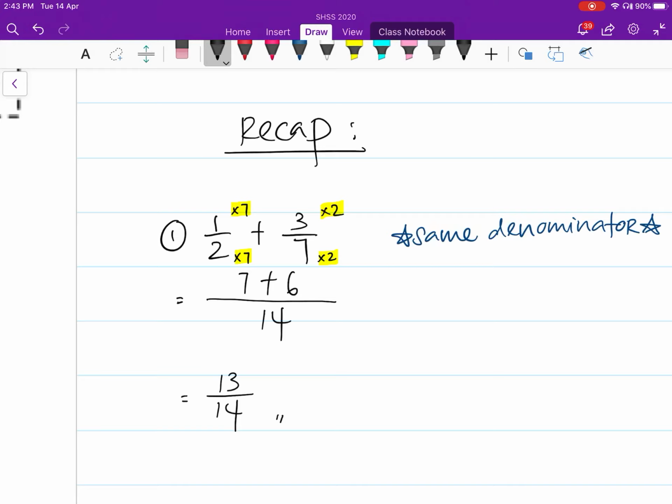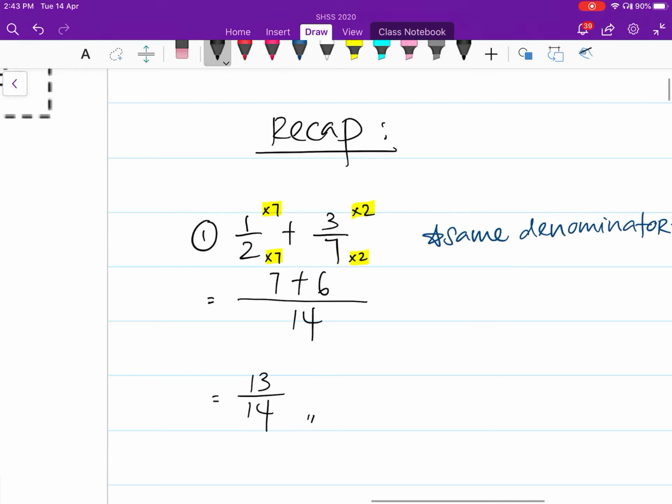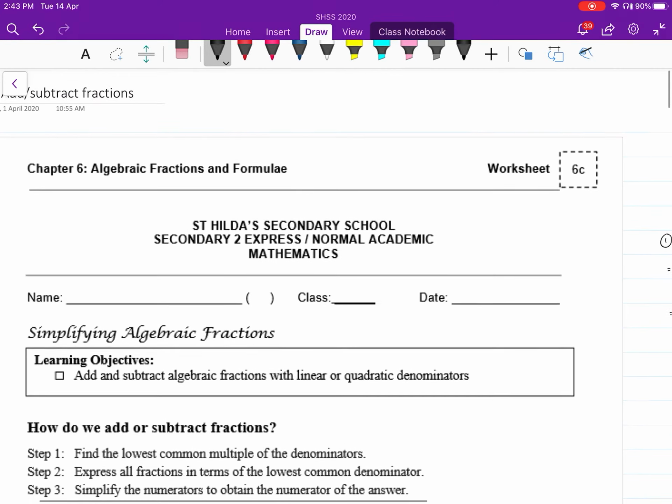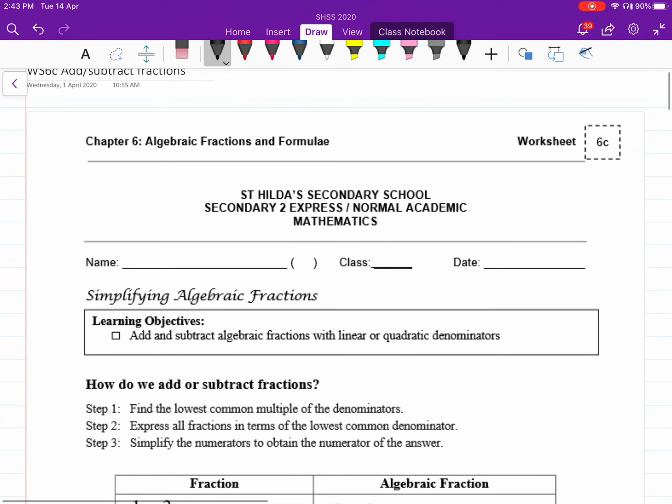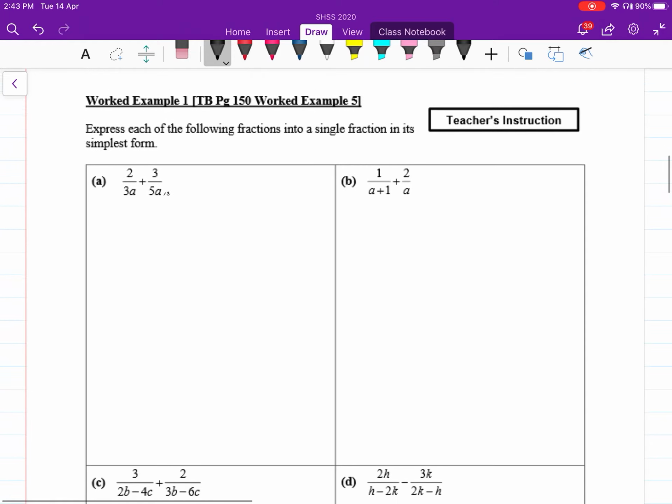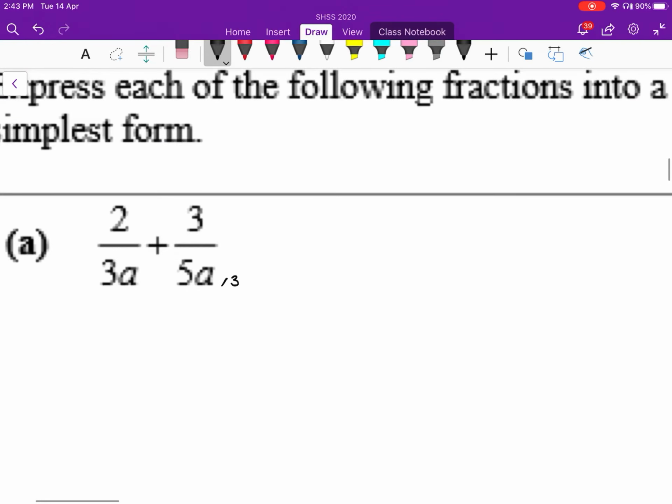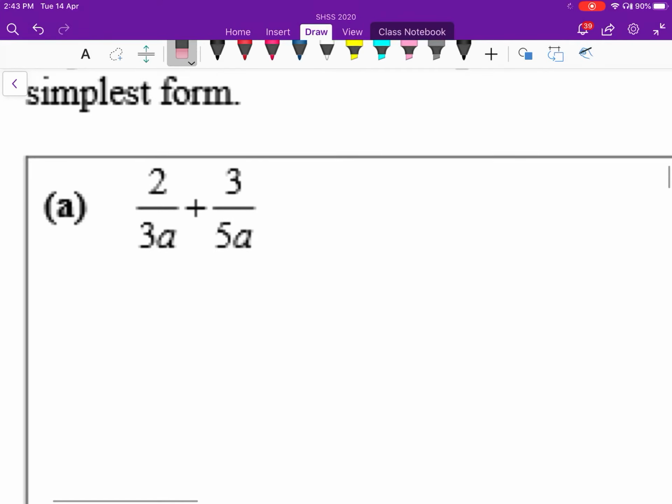Now we are going to learn how to use algebra and join the fractions together. That means the question, instead of numbers, will be in algebra. Let's take a look at worksheet 6C, worked example number 1. How are we going to make this denominator the same? We have 2 over 3a plus 3 over 5a. Very simple to make the denominator the same.